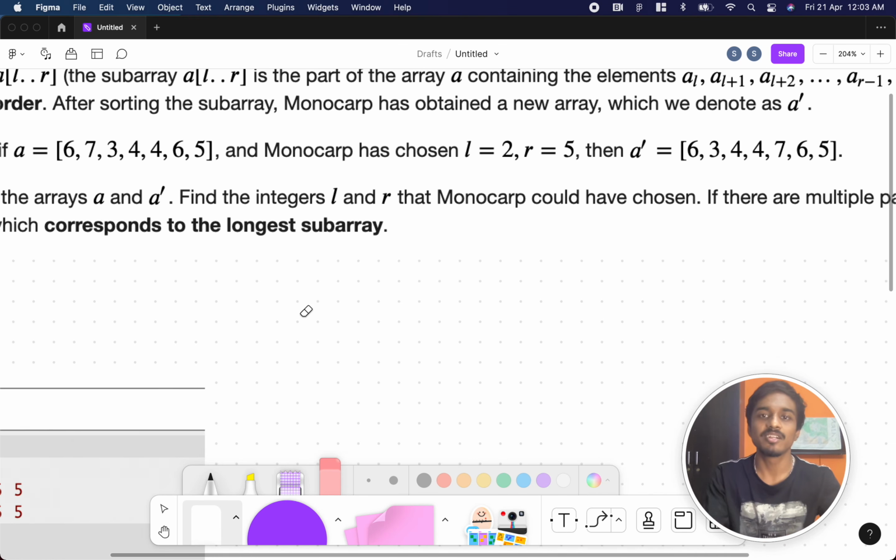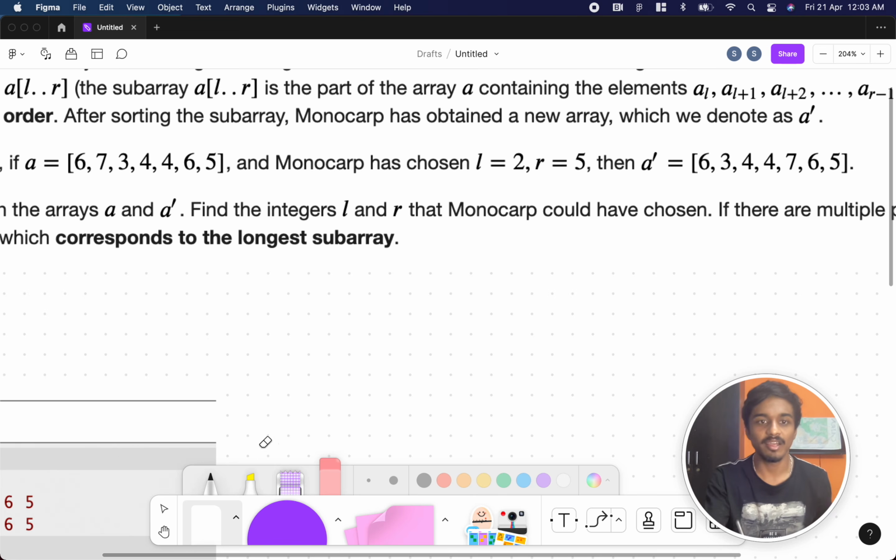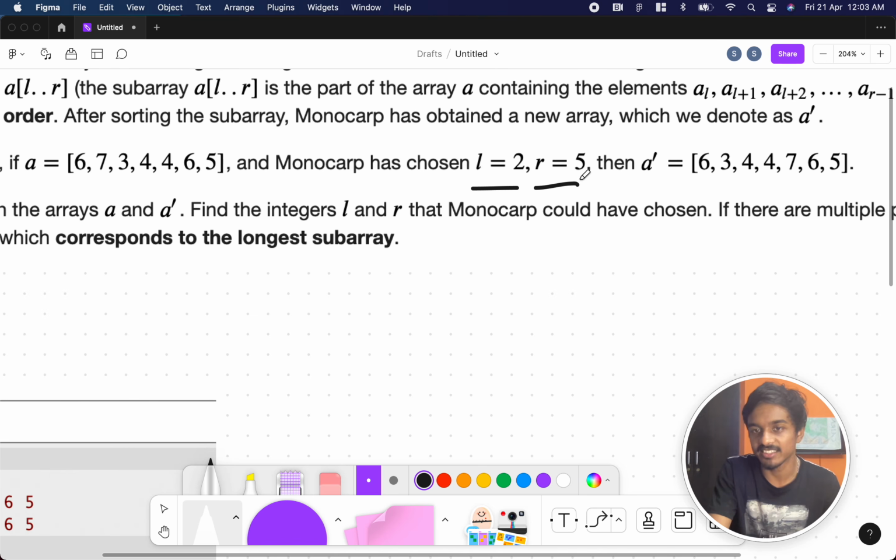The problem states that you have two arrays, A and A dash. Then there are two indexes, the L index and the R index. So Monocarp is a fellow who picks an index called L equal to 2 and R equal to 5. 1, 2, 3, 4, 5. This is not 0 index, this is 1 index, okay.